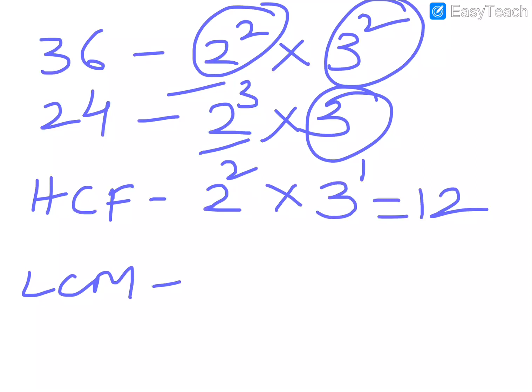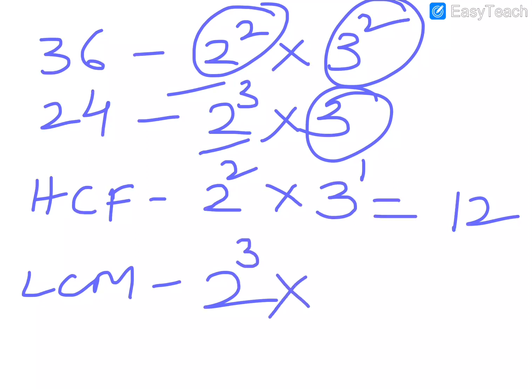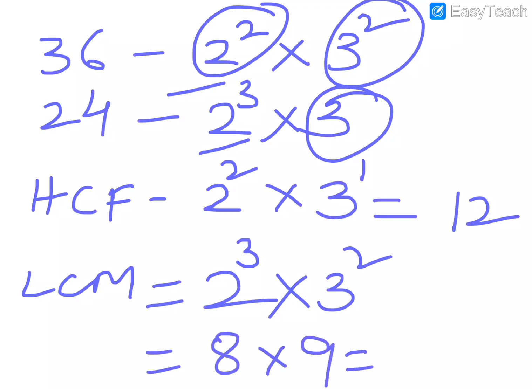Similarly for LCM, instead of the least power we take the highest power. So here for HCF we have taken the least powers. Now for LCM let's take the highest powers. What is the highest among 2 cube and 2 square? That is 2 cube. And what is the highest among 3 and 3 square? That is 3 square. So 2 cube is 8, 3 square is 9, 8 9s are 72. Like this also you can find HCF and LCM using prime factorization.